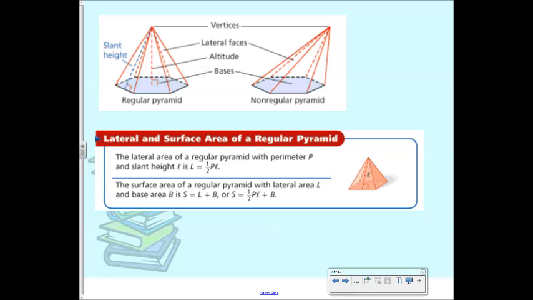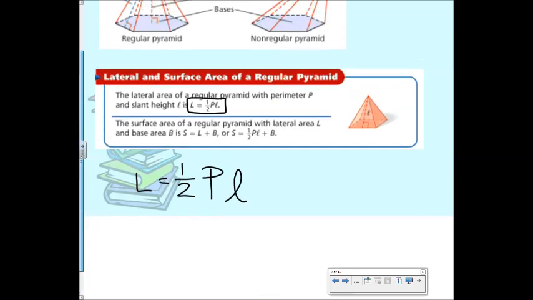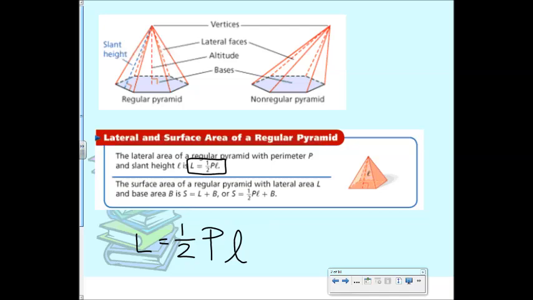So to find the lateral area of a pyramid, the lateral area is just the triangles. The surface area includes all the triangles and the base, so whatever's on the bottom. So you're only adding one thing to it. So the formulas for this are as follows. I'm going to write them a little bit bigger. All right, so the formula for a regular pyramid for lateral area is 1/2 of the perimeter times the L. And L is the slant height. So slant height means basically how tall the face is. All right?